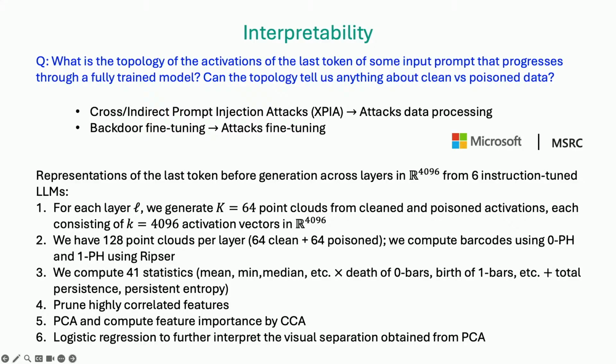This was a collaboration of my group with the Microsoft Security Response Center. We looked at two different types of adversarial attacks in LLMs, across six different LLMs of different sizes, including frontier size LLMs. The first is prompt injection, attacks related to data processing. If you ask ChatGPT a question and it needs to go to the internet to look for its answer, attackers can inject false information and corrupt the answers you get.